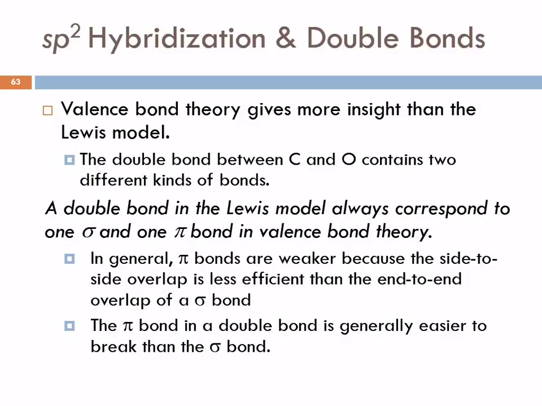Valence bond theory is more complicated, but also gives us more insight into what's going on. That double bond between the carbon and oxygen, there's actually two different kinds of bonds. They are not identical. So in Lewis theory, we have a double bond that always corresponds to one sigma bond and one pi bond in the valence bond theory. The pi bonds are weaker. And when you break a double bond, it's the pi bond that breaks first because that side-to-side overlap is less efficient. The sigma bond is stronger and is with the end-to-end. So the pi bond gets broken first before the sigma bond does.